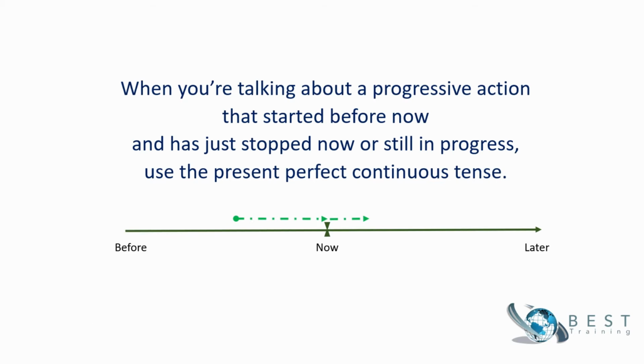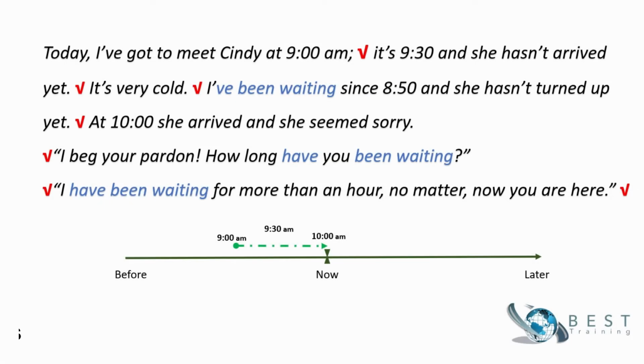Look at the following example. Today, I've got to meet Cindy at 9 a.m. We have an appointment at 9 o'clock sharp. Now, it's 9:30 and she hasn't arrived yet. Outside, it's very cold. When I have an appointment, I always arrive early. I've been waiting since 8:50 and she hasn't turned up yet. So, up to now, I've been waiting for 50 minutes and I'm still waiting.